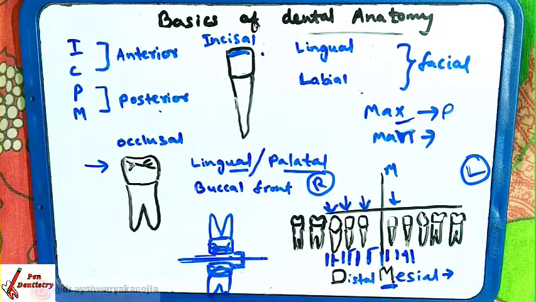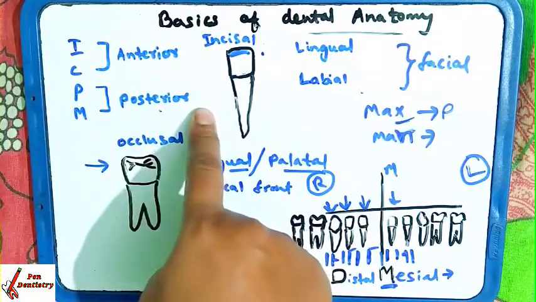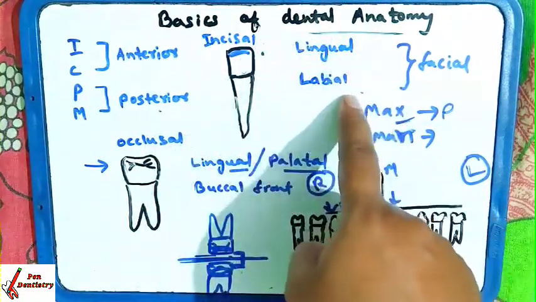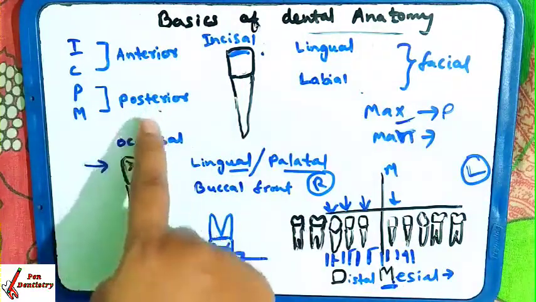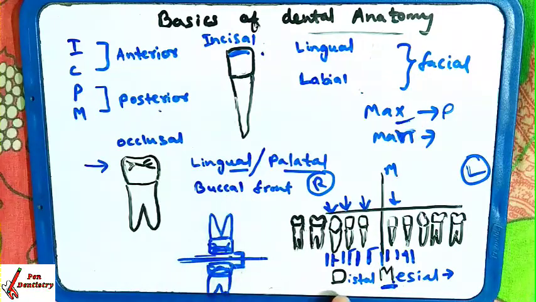So these were the basic surfaces of the tooth. Anterior teeth have different names, and posterior teeth have different names. The anterior involves incisal, lingual and labial. In the posterior there are occlusal, lingual and buccal. And we have learned the distal and mesial sides as well.